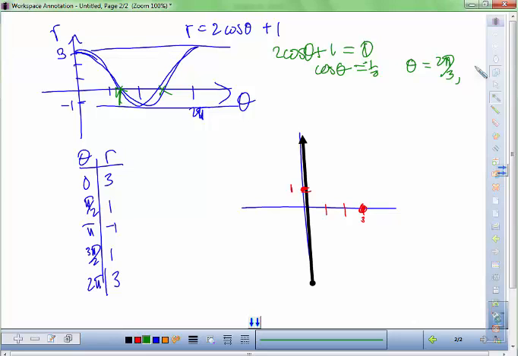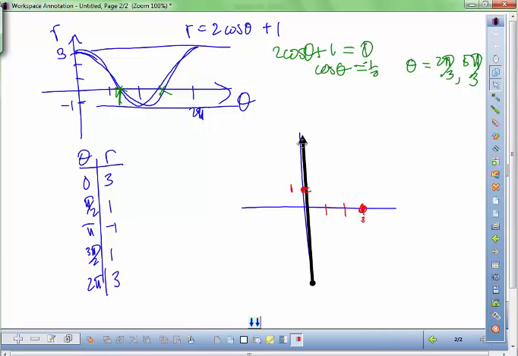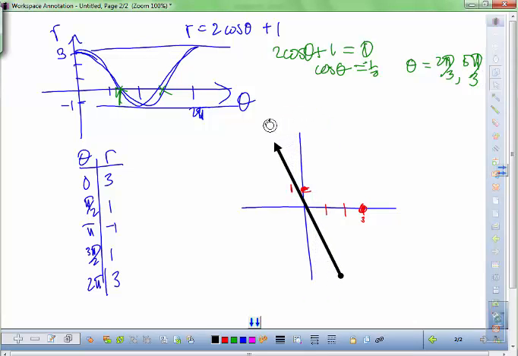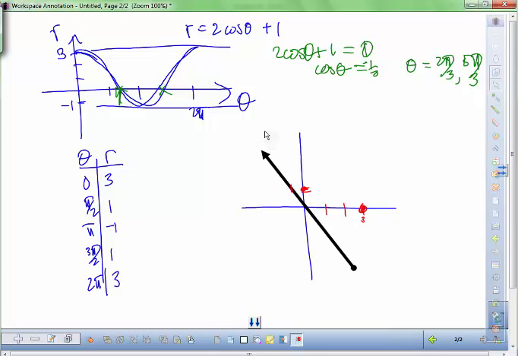I go with 2 pi over 3 and probably one more time at 5 pi over 3. Some other multiples thereof. Okay, so now let me turn my stick around to about 2 pi over 3. And this tells me that when my pointer is at 2 pi over 3, I'm at 0.